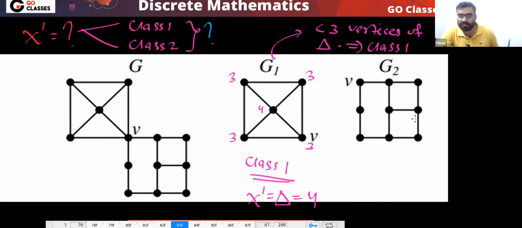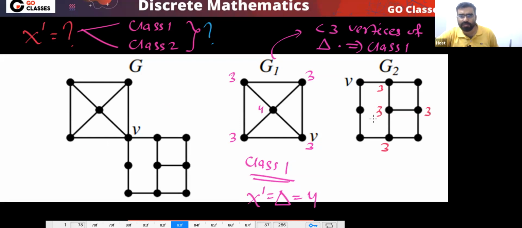In this graph, what happens? Here you have many. Okay, so here you cannot apply this concept, because here we have many vertices of degree 3. The maximum degree is 3, and this side degree 3, this side degree 3, this side degree 3. You cannot say class 2. Don't say class 2.